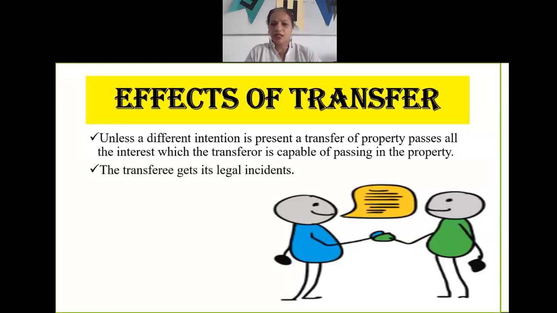Whatever legal things are attached to that particular property would be conveyed from one person to another, provided the transferor transfers the property with an intention to transfer it with all its legal incidents to the transferee. Now this is the effect of the transfer.